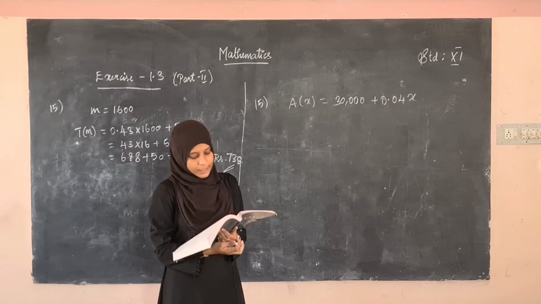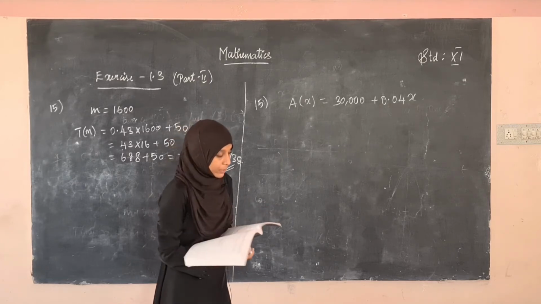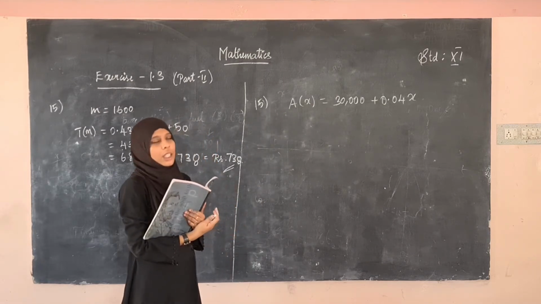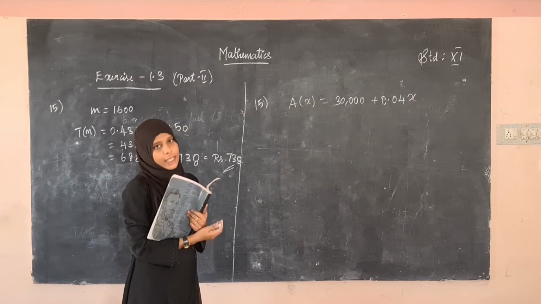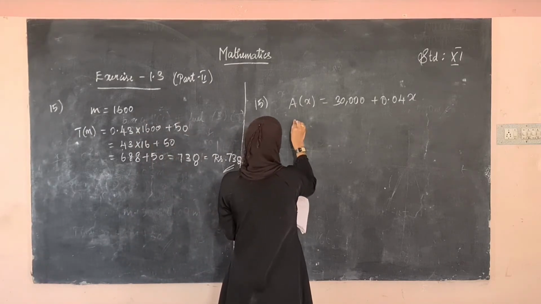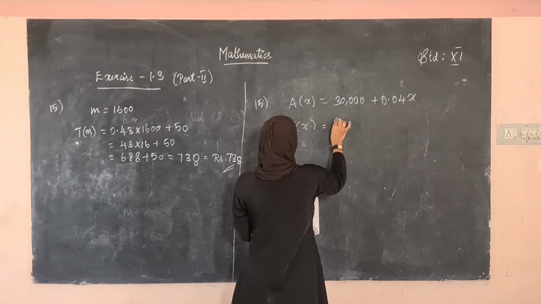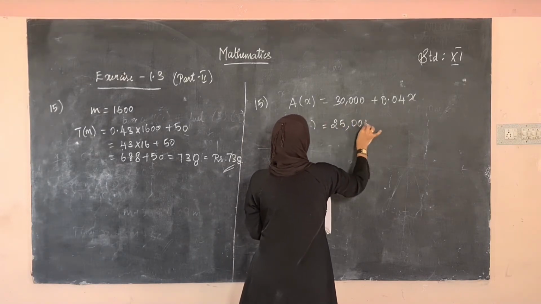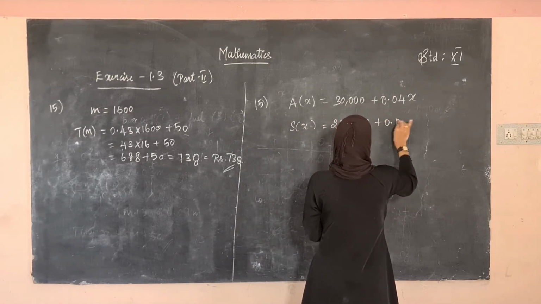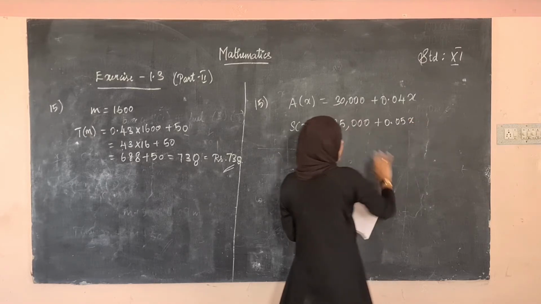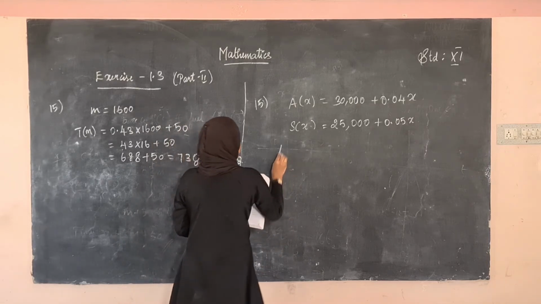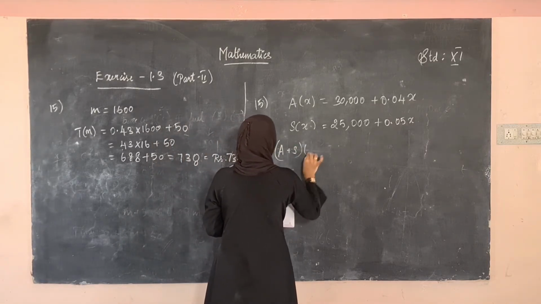His son is also in sales and his earnings are represented by another function. His annual income is given by s of x, which is equal to 25,000 plus 0.05 into x. Here x is the value in rupees. We have to find a plus s of x.